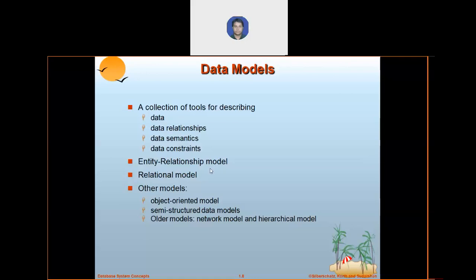When we create a data model for the database, we have some tools for describing. First what we need is data, and how these data are related, meaning the relationship between these data, and we apply some semantics and constraints over this data. Let's see all these four data models one by one.